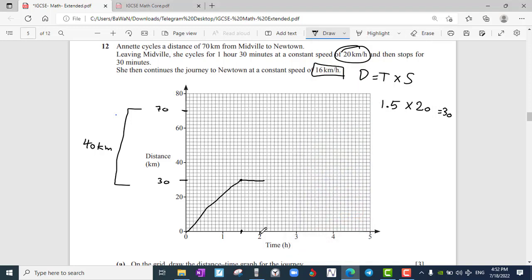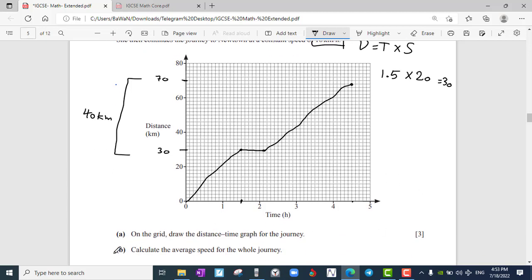So we are at 2 o'clock. After 2 hours and a half, it will be 4 and a half, 4 hours and a half. And we know Newton is 70 kilometers away. So yeah, at this point. Now we just have to join this using a straight line to here, and this is the diagram.